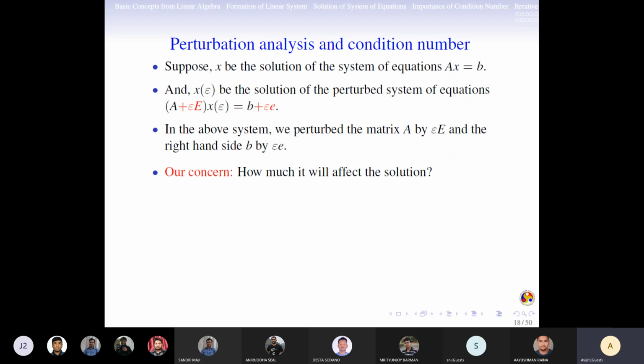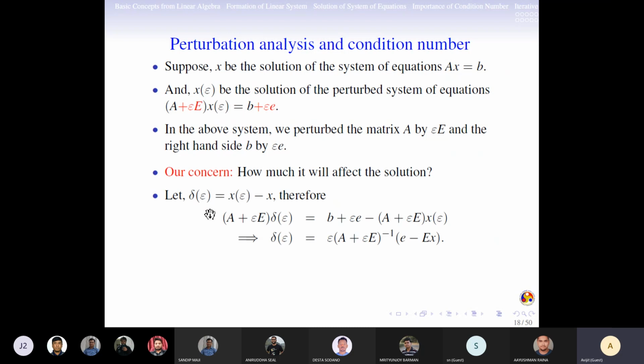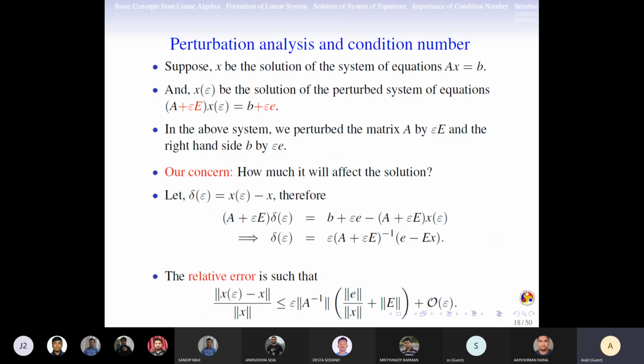Now to get this, what we need first is the error. We have to calculate the error. This is the error, delta epsilon equal to x epsilon minus x. Now if we put this into the equations, then we get the explicit expression for the error term, delta epsilon equal to this. Now we have to find the relative error. Relative error means the error divided by the actual value. So you can see the relative error is given by norm of x epsilon minus x divided by norm of x, which is less than or equal to this quantity.